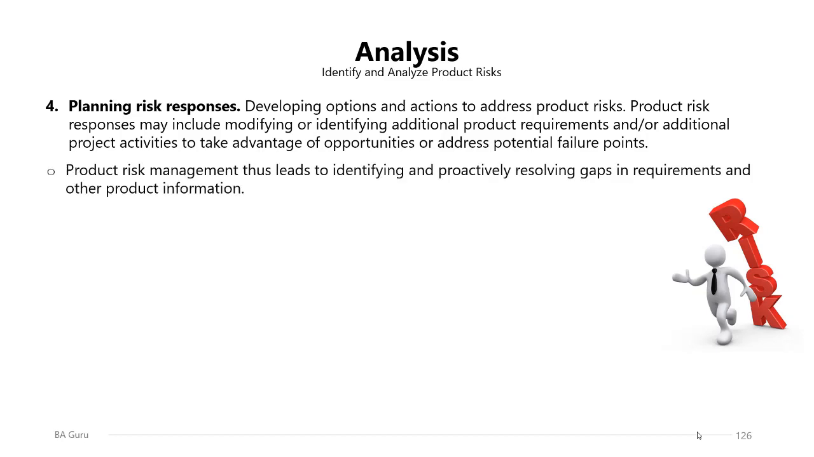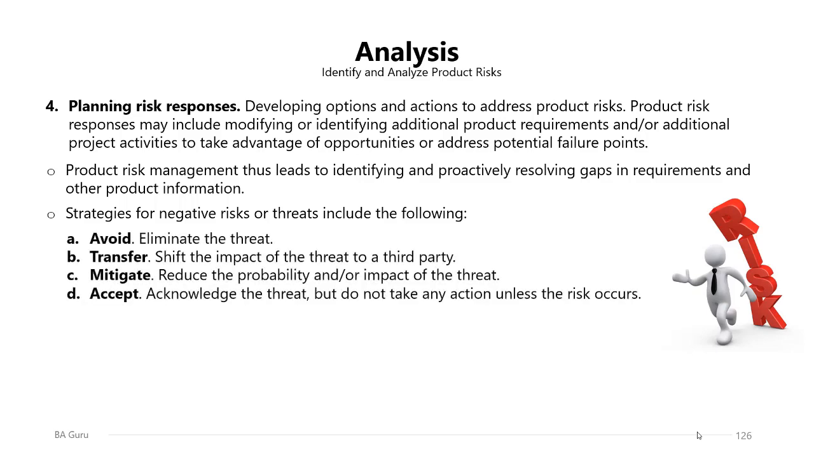Product risk management thus leads to identifying and proactively resolving the gaps in the requirements and other product information. And while you are planning the risk responses, there are some strategies that you can use for negative risks or threats. These strategies include, first of all, the avoid strategy. Avoid means eliminating the threat by eliminating the root cause or the probability of this risk, taking an action to avoid it totally. While transfer is about shifting the impact of the threat to a third party.